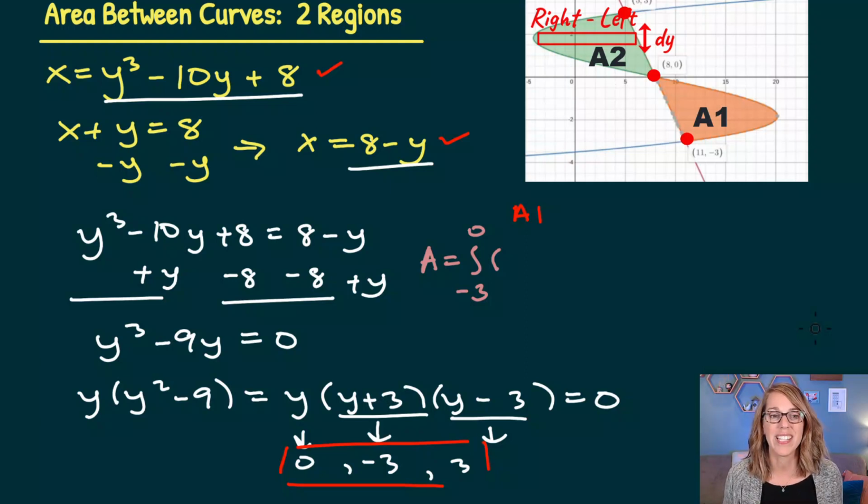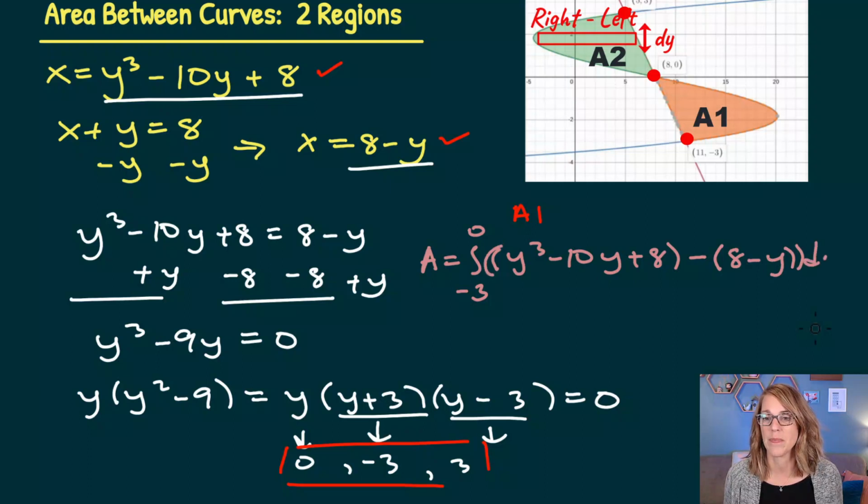My right function is the curve, so that's going to be my y cubed minus 10y plus 8, minus my line, which is 8 minus y. And all of this is dy. Plus I have a second integral, and that's going to represent A2. My second integral representing A2 is going to be the one in green here. So it's going to go from a y value of 0 up to a y value of 3. Those are my limits of integration, 0 to 3.